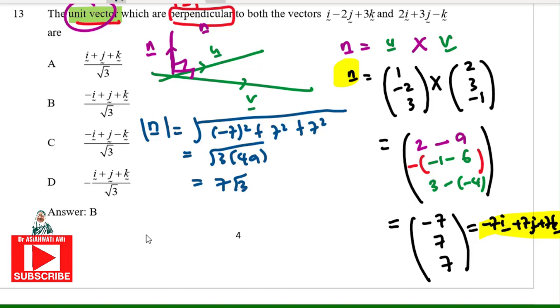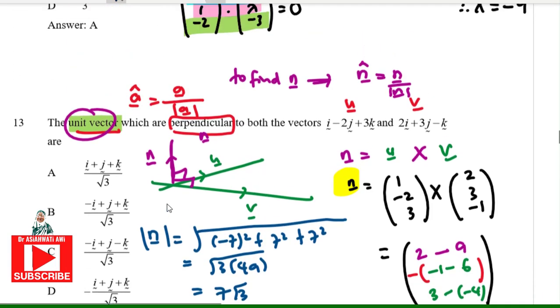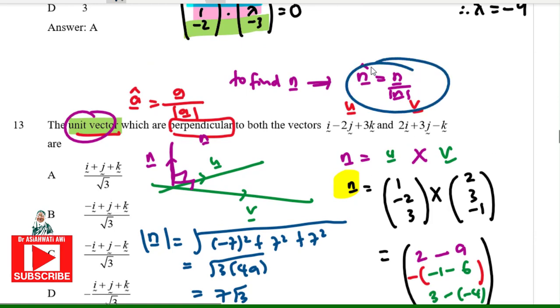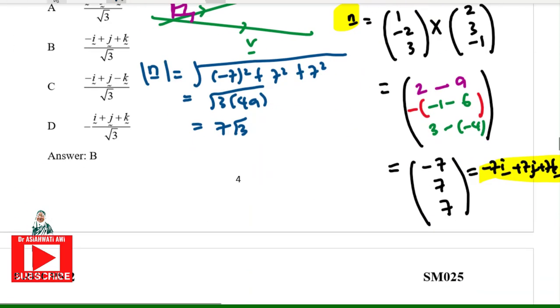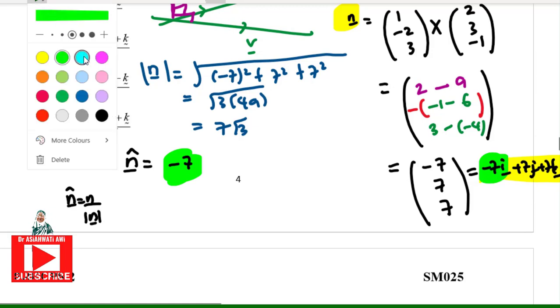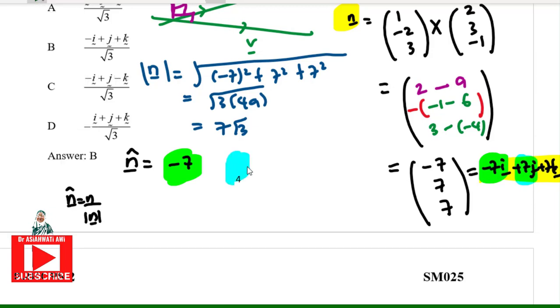Now we're going to find the unit vector. The formula is N hat is equal to N over modulus N. So negative 7 here, negative 7 here for the I component, and then the J component.